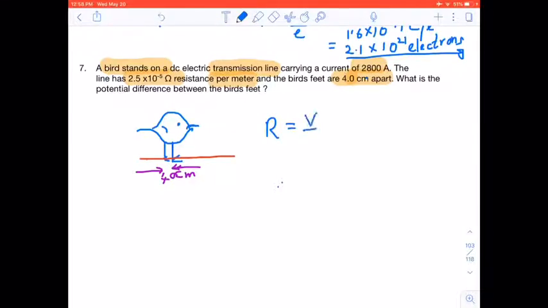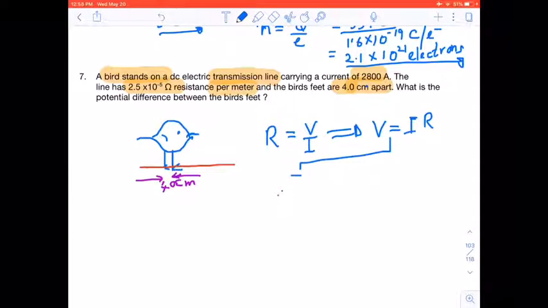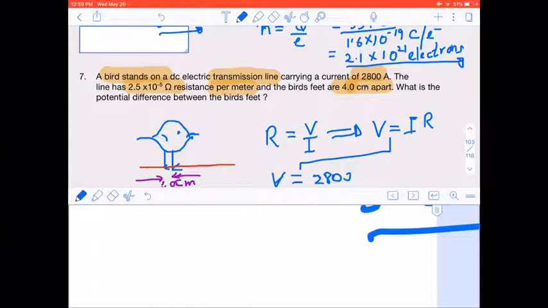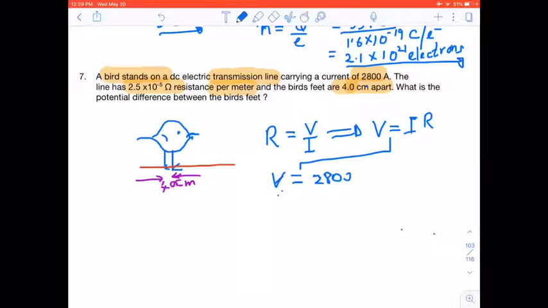is equal to V upon I, right? Which obviously implies that V is equal to I times R, right? So what is our current? Our current is then equal to 2,800 amps, right?